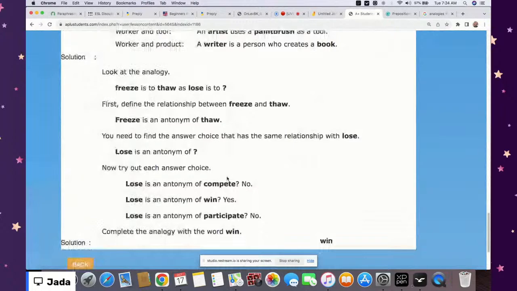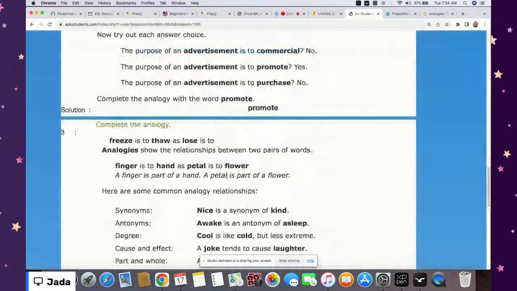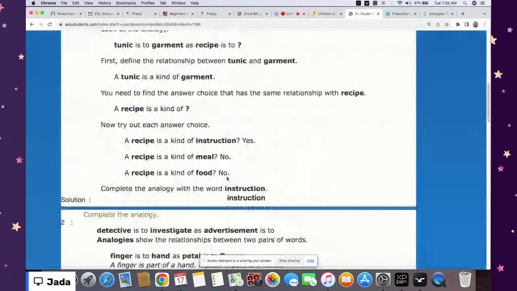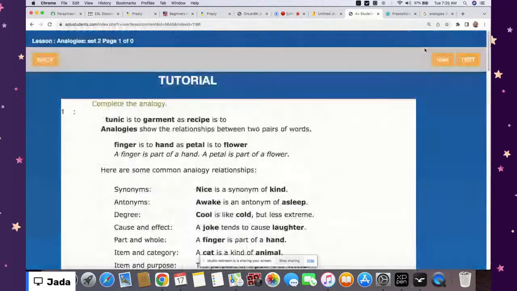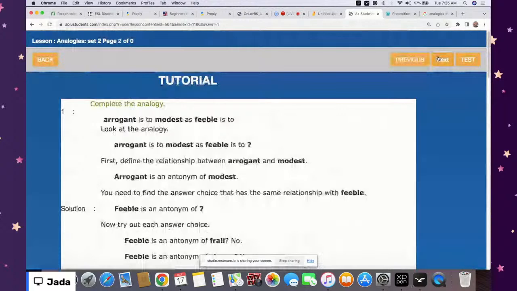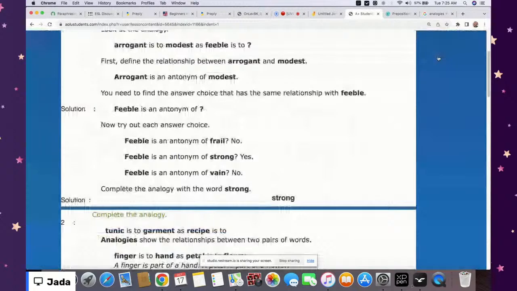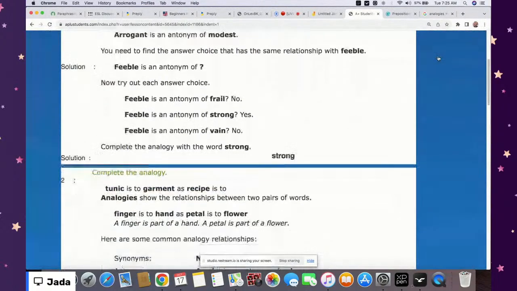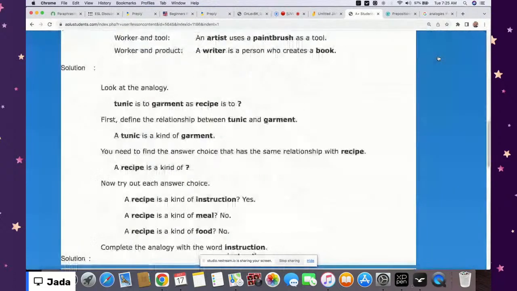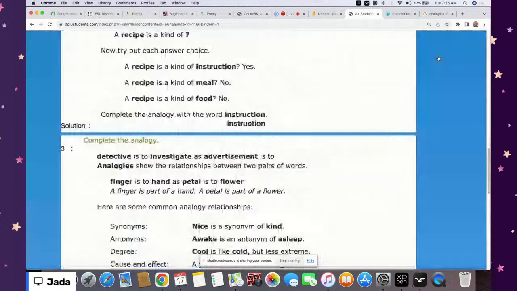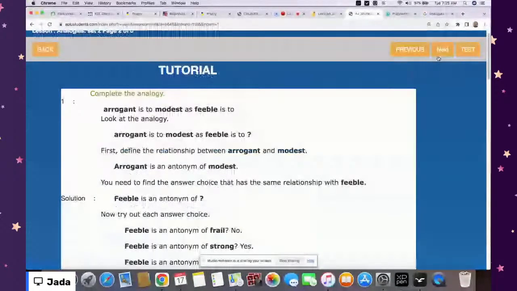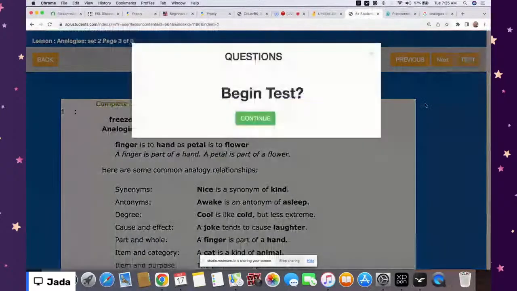Okay, let's go check some more examples before we move on to the test. Okay, so arrogant is to modest. This is actually opposite, because someone who is arrogant is not modest. So this is antonyms. So when we have feeble, feeble is to strong. Feeble is like someone that is a little bit weak, so strong is the opposite of feeble. And then all the questions now are the same. So we'll move on to the test.